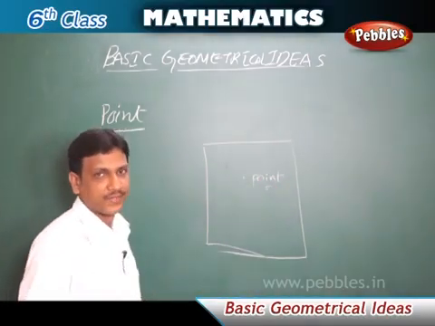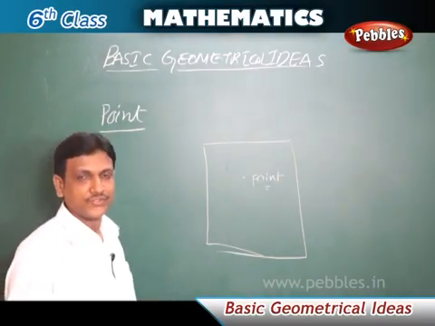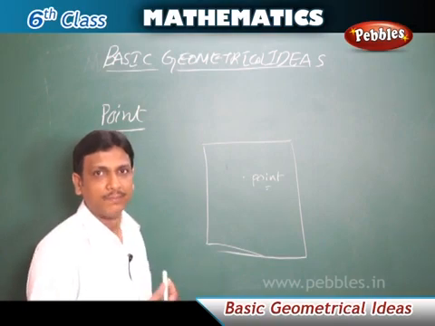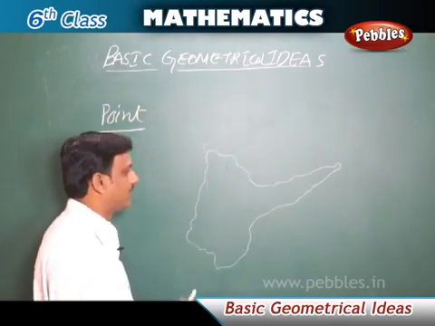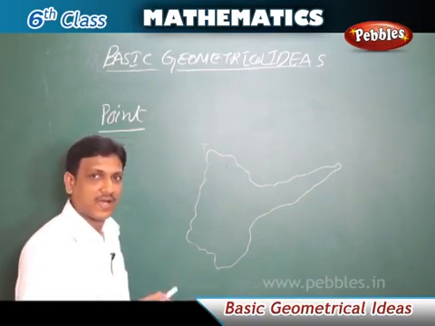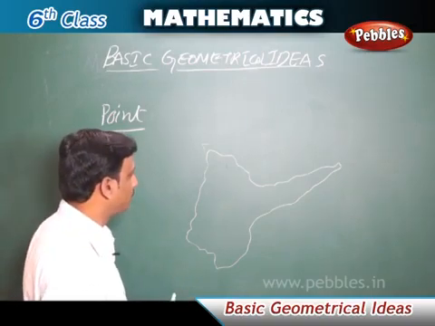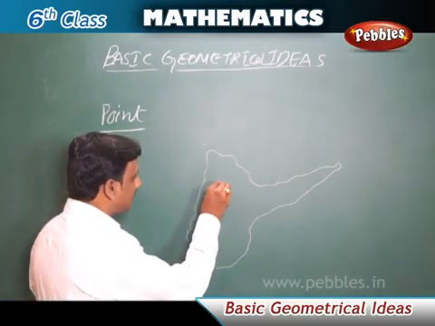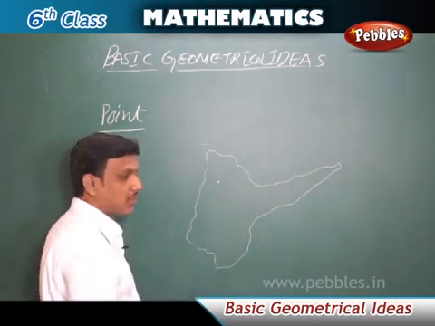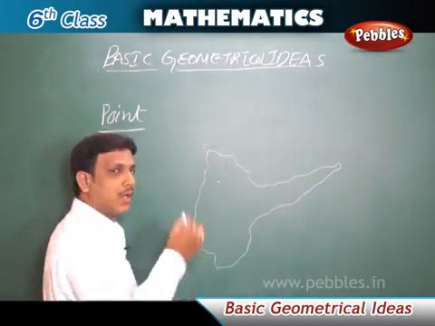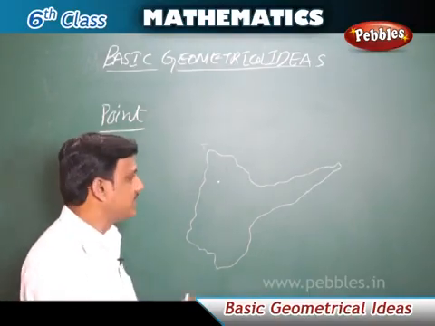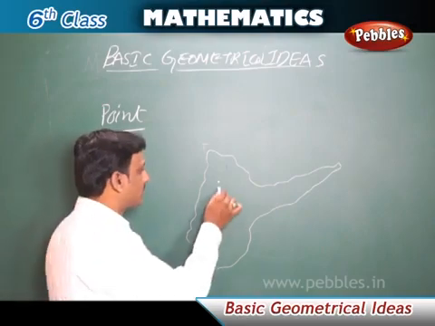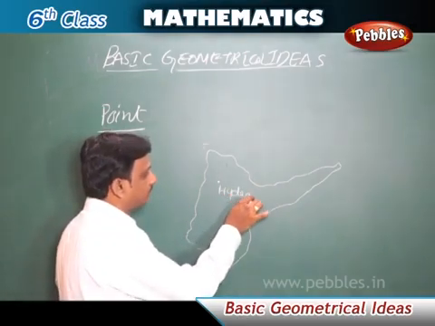What is the use of this point? This kind of points are used to locate some area or some place on a paper, on a picture, or on a map. For example, we have the state map of Andhra Pradesh. Now we are going to locate Hyderabad in this map. So where is Hyderabad? It is here. How did we locate it? We just kept one point. In this way, points on maps let us know about that place. It will denote a place. What is this place? Hyderabad.